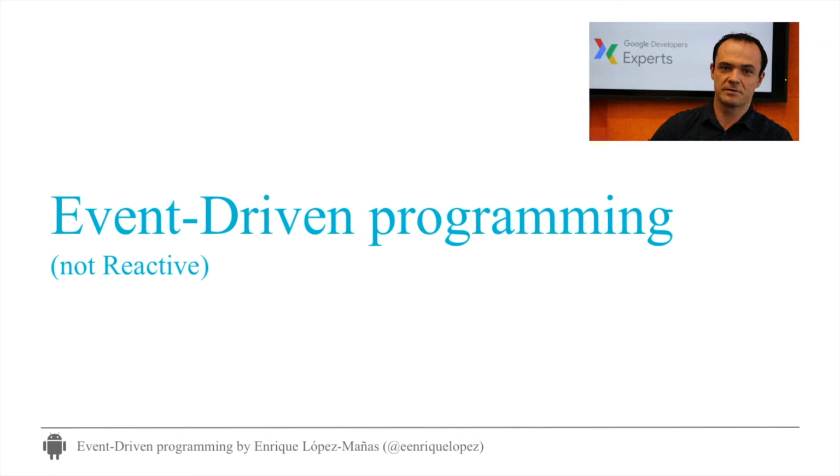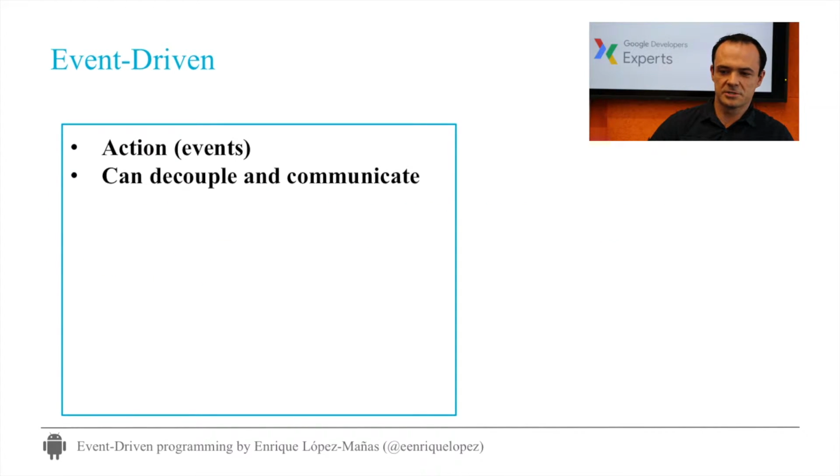When we talk about event-driven programming, we talk about a pattern that allows us to decouple components so they can communicate better between themselves through sending actions or events. This is different from reactive Java, RxJava, because there is a definition I like for that: reactive Java is an iterator pattern for a synchronous flow of data. So it's a little bit of a different concept than event-driven programming.